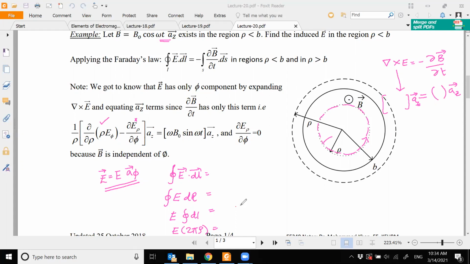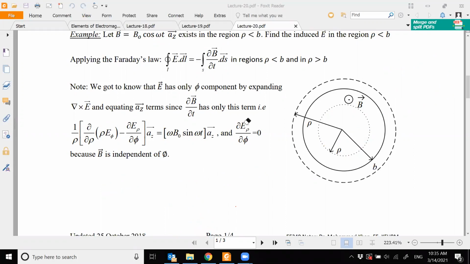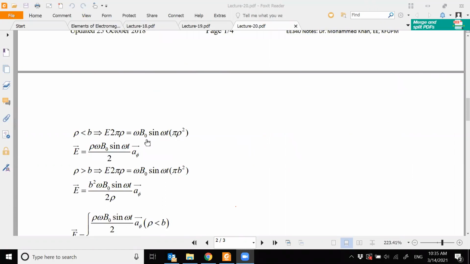Okay. Now this is equal to the right-hand side. What is the right-hand side? The right-hand side is this. So first, find ∂B̄/∂t, and then integrate it over the surface dS. Now, what will be the surface here? The surface will be the surface which is enclosed by my pink closed path. This is the surface. If you do this, you will get this one, which is ωB₀ sin ωt. This is ∂B̄/∂t.